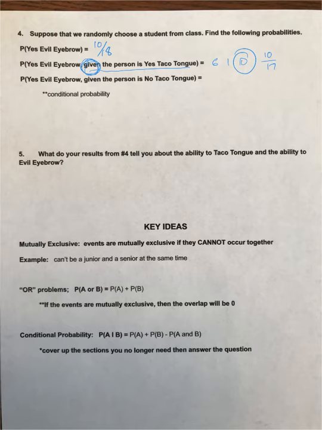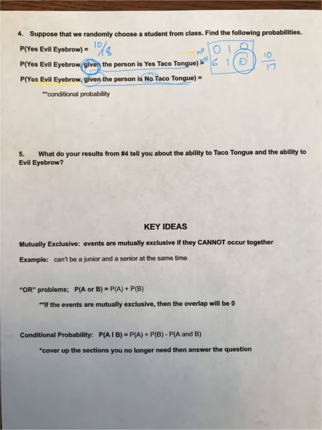All right, so let's do this next one. The probability that yes, you have an evil eyebrow, given the person is no to a taco tongue. Okay, so let me write these up here so we can remember what they were. This is your box that you had on the other page. So these were no and these were yeses for the taco tongue. So this is saying given the person is a no. So for the taco tongue, we are only dealing with the no row. So what's the probability in that row? What number is a yes for the evil eyebrow?